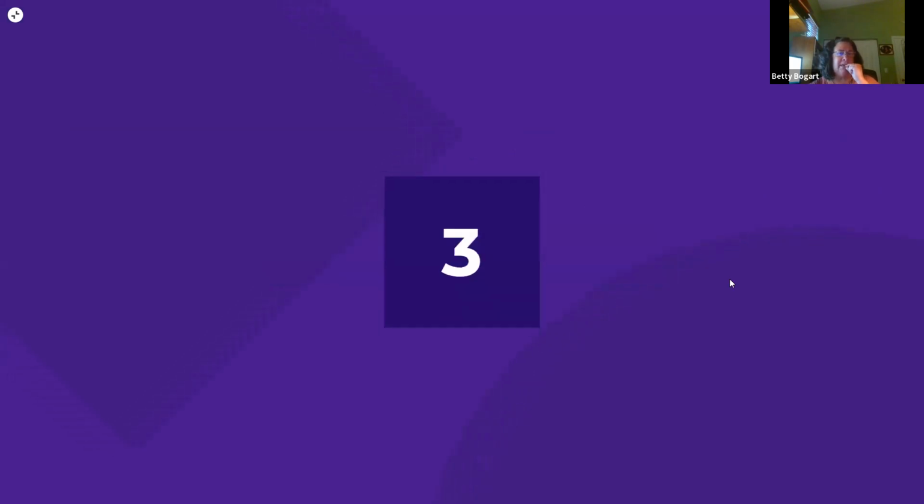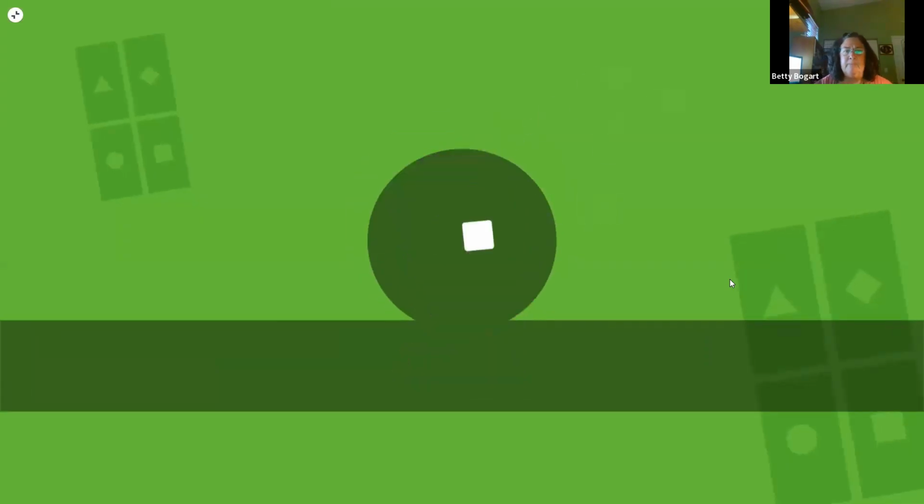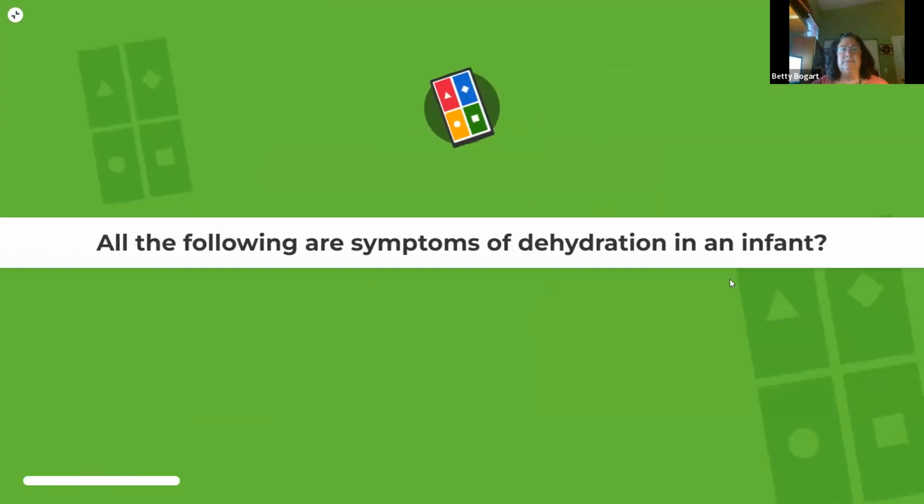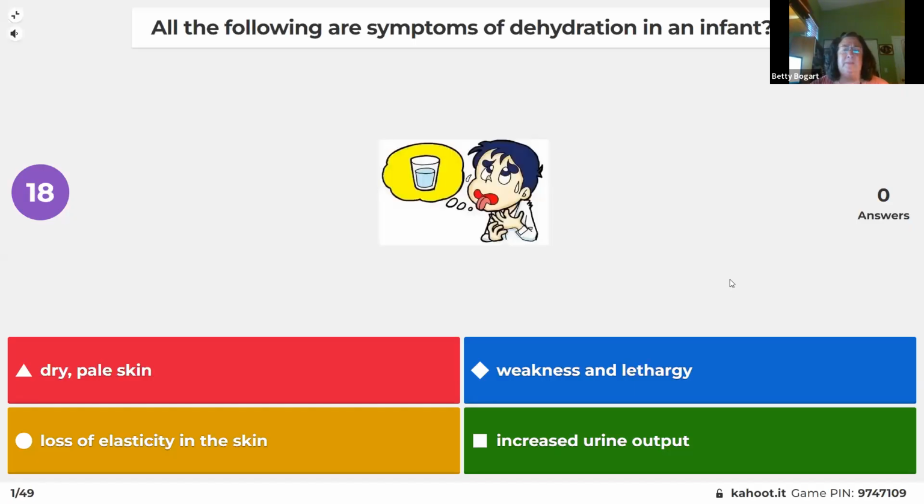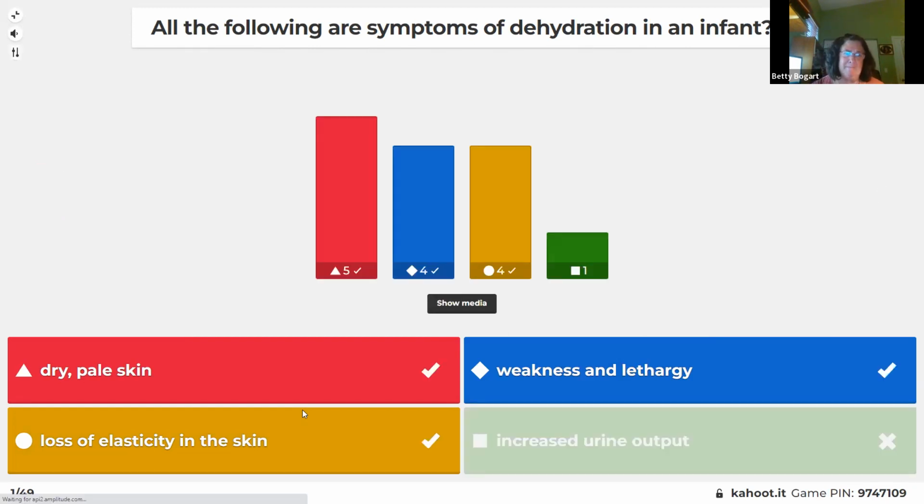GI, GU, week 8. I don't believe it's week 8 already. Multi-select: which of the following are signs and symptoms of dehydration in an infant? Does it matter whether it's an infant, an adult, or a child? It's everything except increased urine output. It'll be decreased urine output.